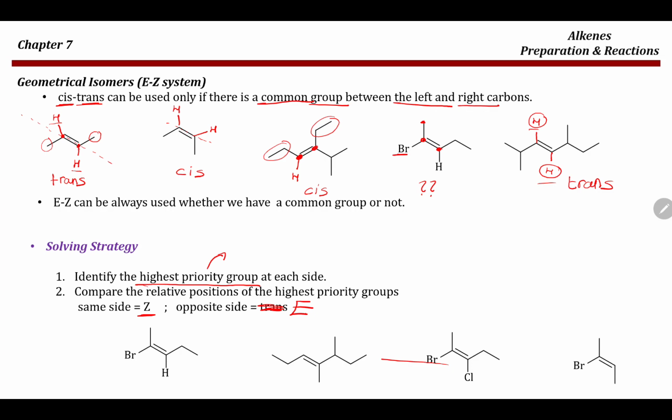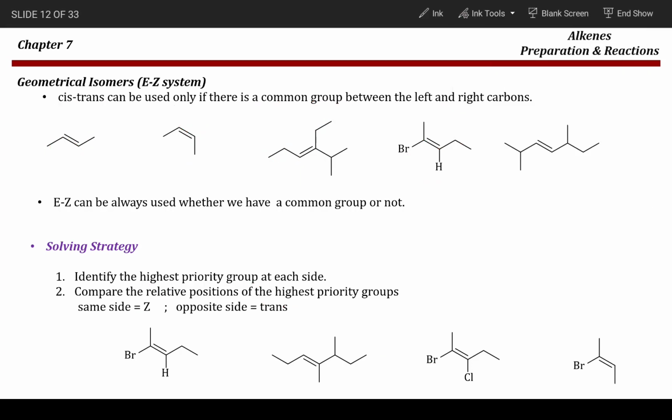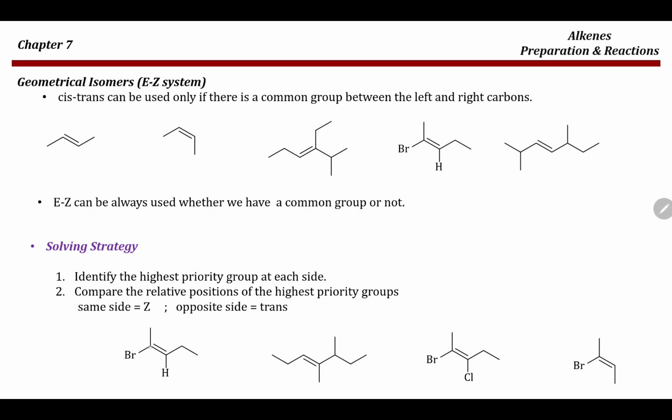For example, let's try to solve these examples here. Again, starting with this point here. Step one, identify the highest priority group at this carbon. So we have a Br and we have a CH3. Based on the priority rules, I know that Br is the highest priority group. So I'm done with the left side. Let's move to the right side. We have hydrogen and we have this ethyl group. Definitely the highest priority group is this group, which is the bigger. Now look at the groups which I circled. Those are at opposite sides.